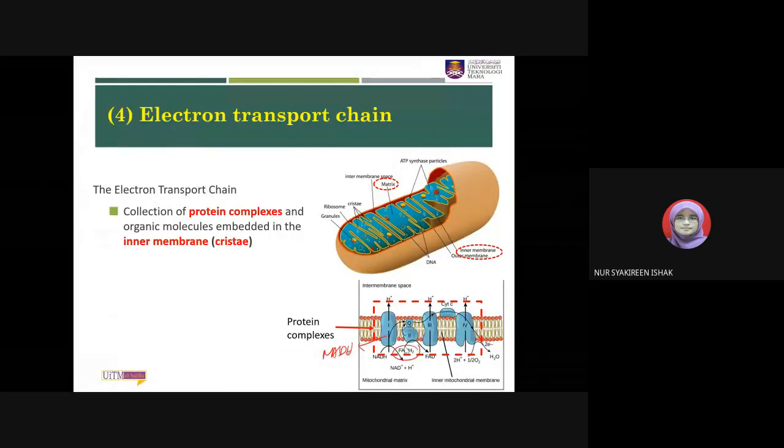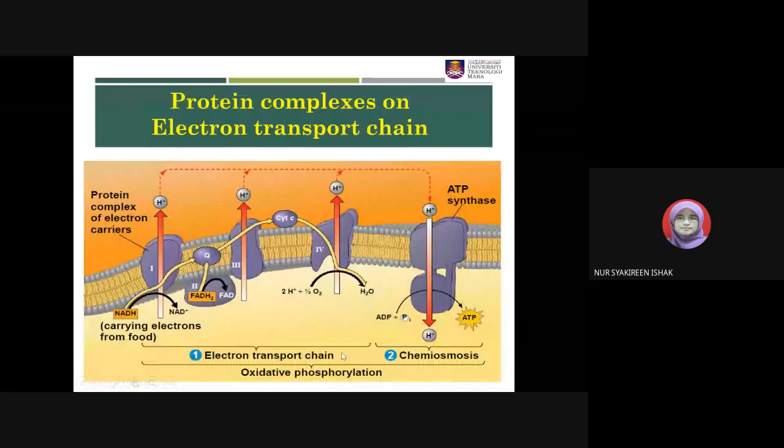Kat sini, okay. The last electron acceptor will be oxygen molecule. So oxygen molecule akan combine dengan hydrogen ion in the matrix, okay, and also it receives the electron and it becomes water, okay. So water, as you know, is the byproduct of cellular respiration.